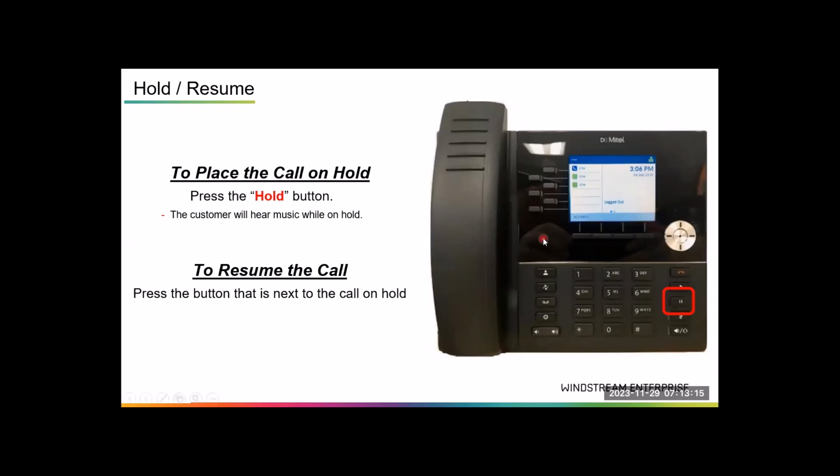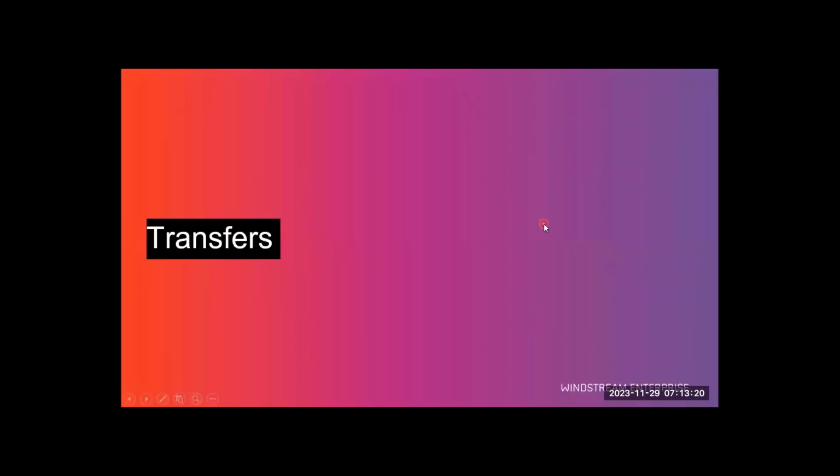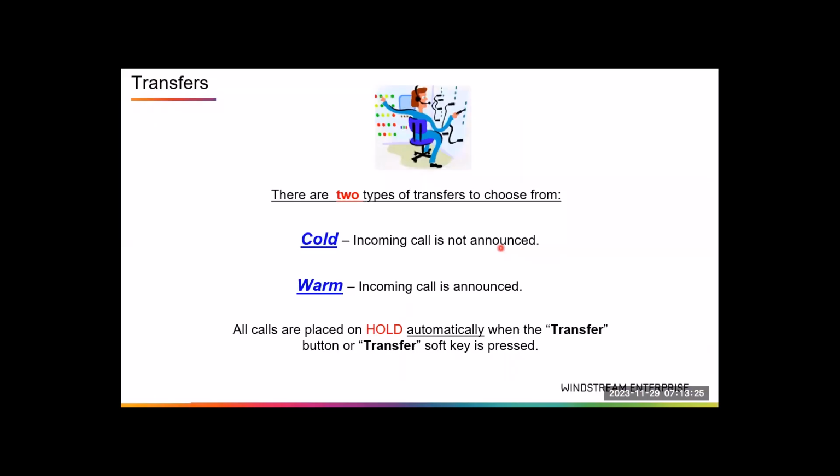Now for transfer, we have two different types of transfers that you can use on your phone. We have the cold transfer method, and then we also have the warm transfer method. Let me show you what's the difference between the two. With cold transfer, it's like transferring a call without letting the other person know that it's a transfer call. With warm transfer, you have to announce your call first.